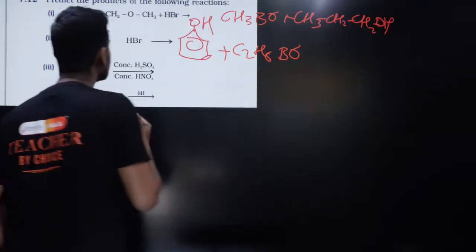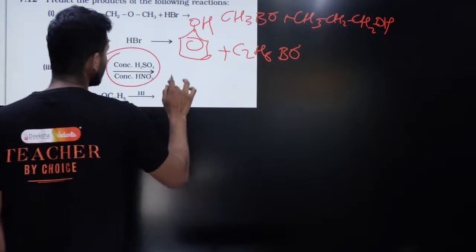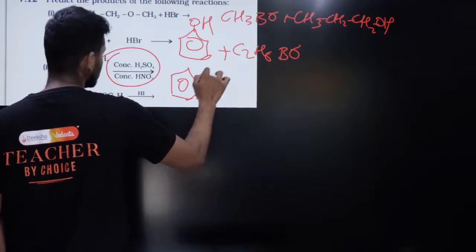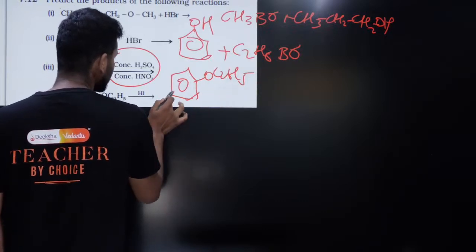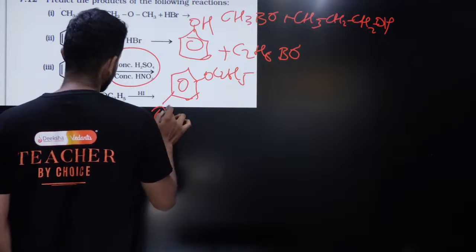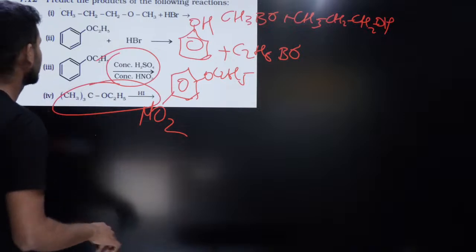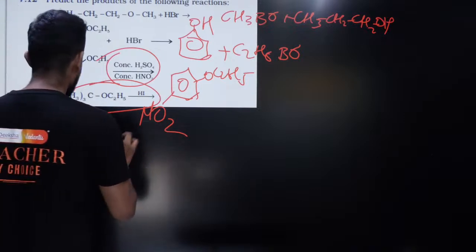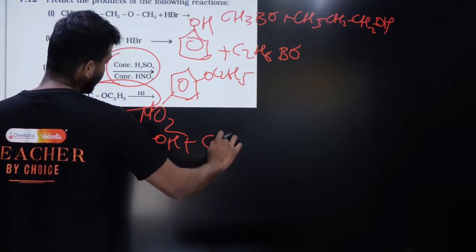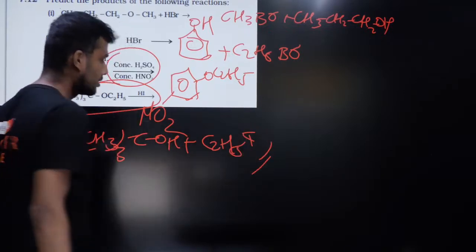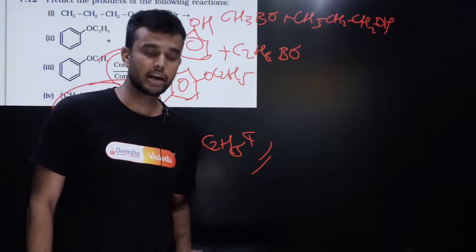For this one, nitro group substitution. It is nothing but electrophilic substitution, which attacks at the para position. Yes, the para position is the major compound. Then for this case, HI gives CH3 C OH plus C2H5I, the iodo compound. Very simple. This is about the entire alcohol, phenol, ether topic.